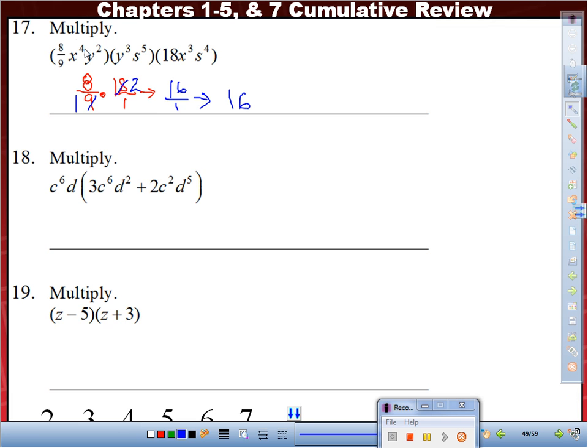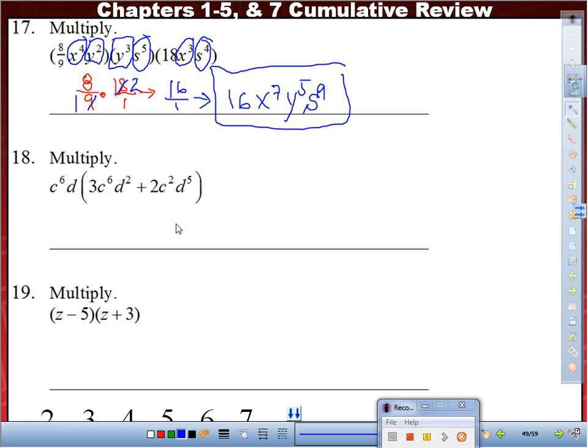Okay, let's focus on the variables. X to the 4th times x cubed becomes x to the 7th power. Y to the 2nd times y to the 3rd becomes y to the 5th. S to the 5th times s to the 4th becomes s to the 9th. And we're done. Okay? Number 18. Here we go.